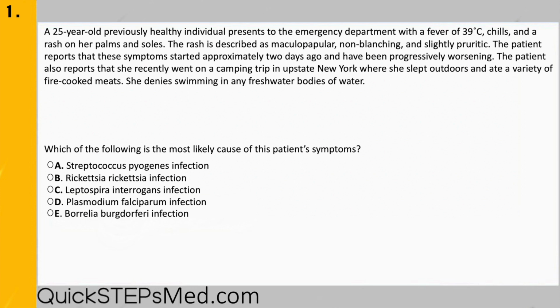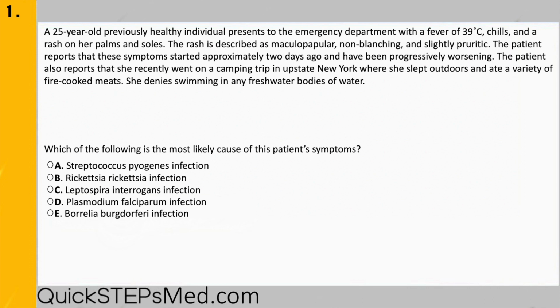We're going to start reading from that last line where it says the patient also. The patient also reports that she recently went on a camping trip in upstate New York where she slept outdoors and ate a variety of fire-cooked meats. She denies swimming in any freshwater bodies. It's a little redundant. Which of the following is the most likely cause of this patient's symptoms? Then you have A, B, C, D, and E, respectively: Streptococcus pyogenes infection, Rickettsia rickettsii infection, Leptospira interrogans infection, Plasmodium falciparum infection, and Borrelia burgdorferi infection.